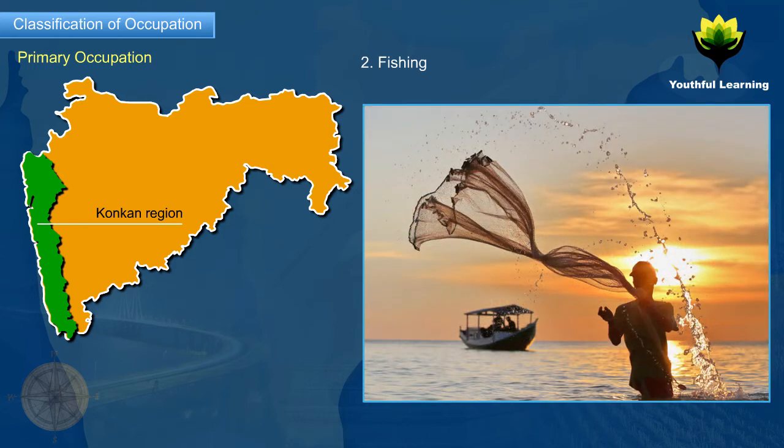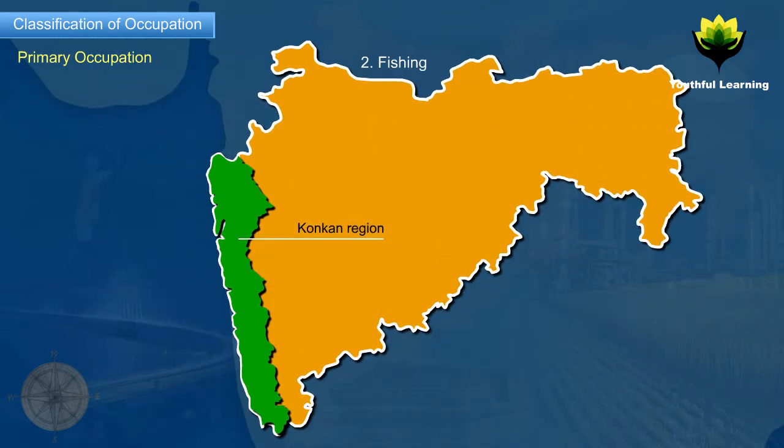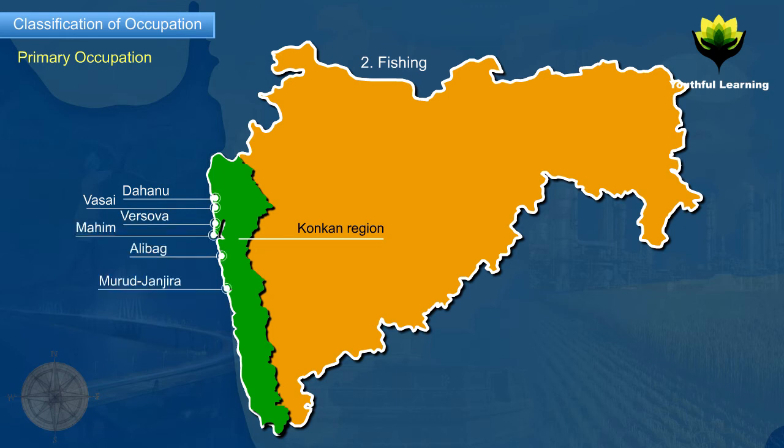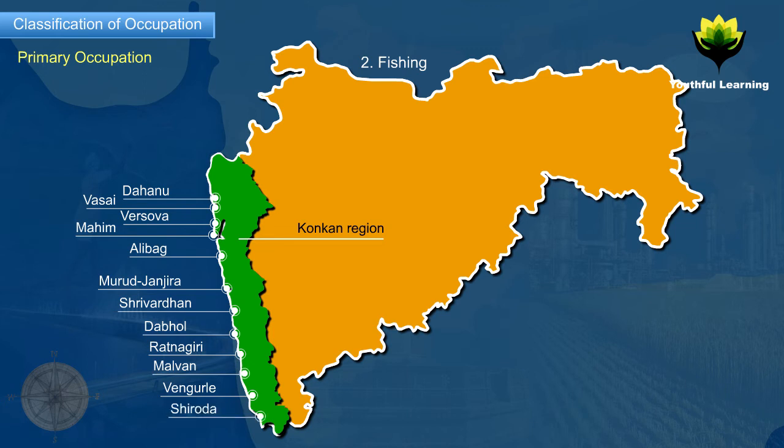Major fishing centers of the Konkan are Dahanu, Vasai, Versova, Mahim, Alibag, Murud Janjira, Srivardhan, Dabhol, Ratnagiri, Malwan, Vengurle, and Shiroda.